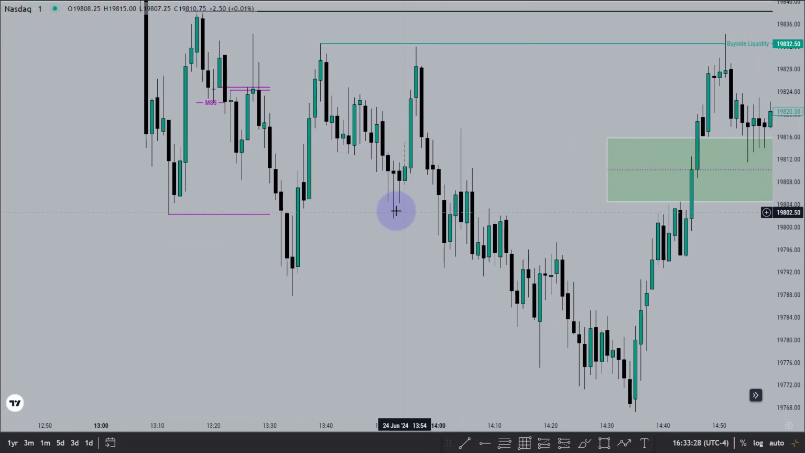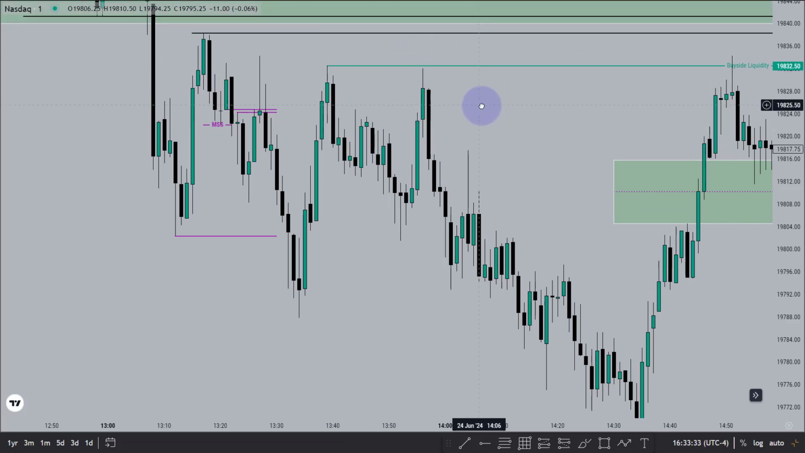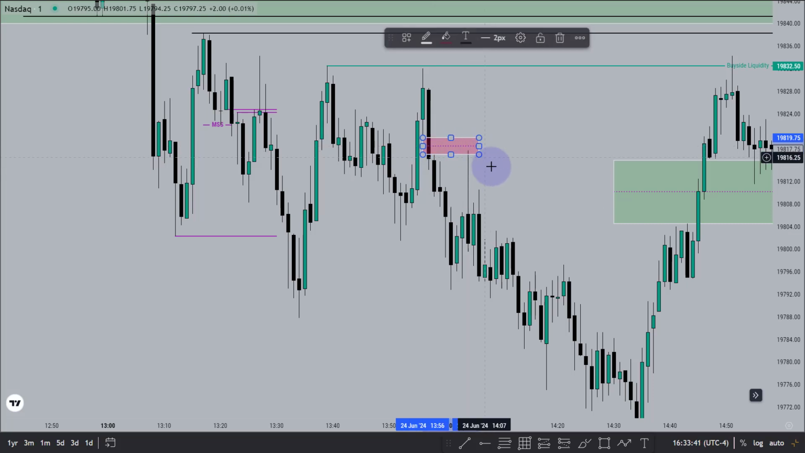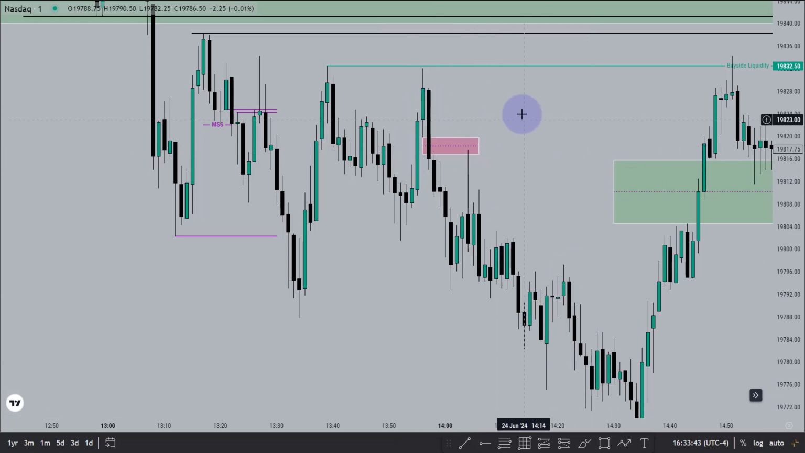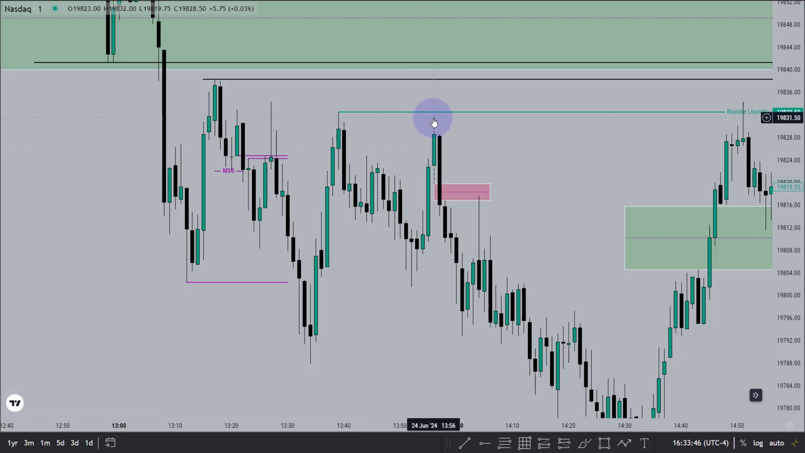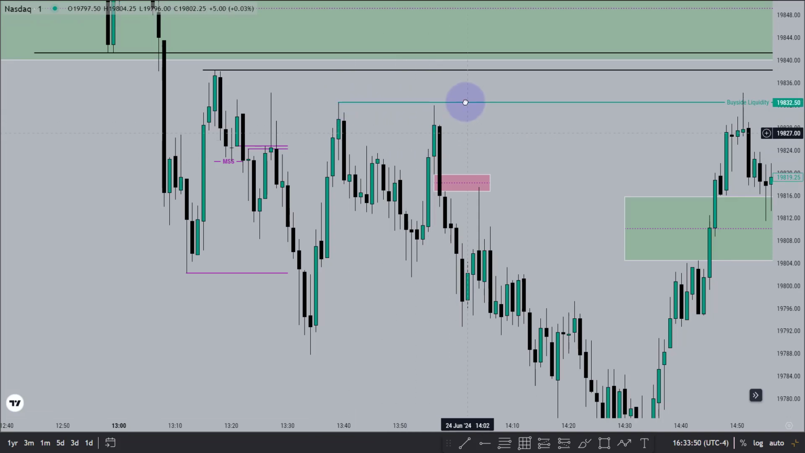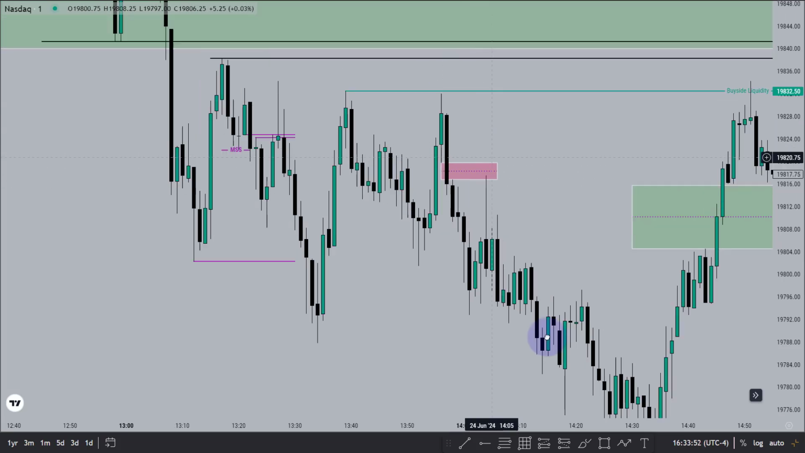Then market went lower. There was a market structure shift after making this buy side liquidity. Here is your fair value gap. Over there, let me mark the fair value gap around that area. This is the fair value gap. Then market fell. Now you can say, why brother, why market didn't take that high? It has made this buy side liquidity. So how can I frame my setup over there?